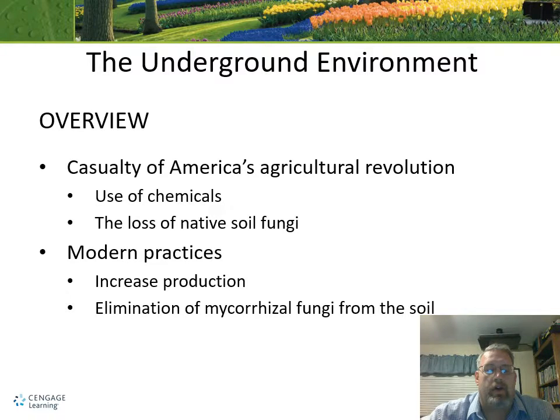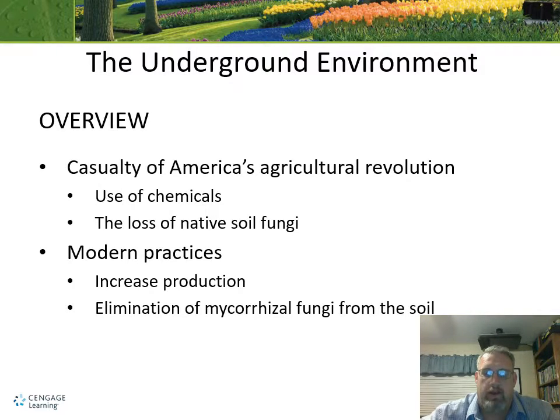So underground, we're going to talk about a little bit of agriculture, and basically what this is talking about is some of the detriments to California's agriculture. We use chemicals, we use pesticides, and through the constant movement of soil, we've actually lost a lot of the native soil fungus that helps us to have a symbiotic relationship with plants. You may not know this yet, but you will learn about it in soil science.